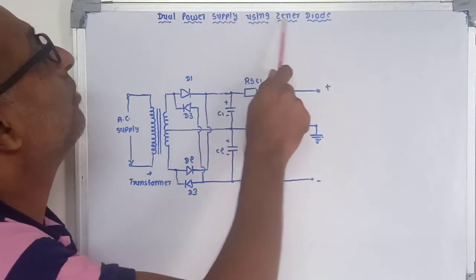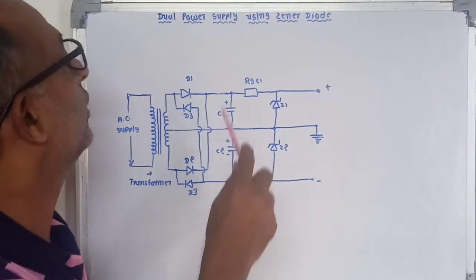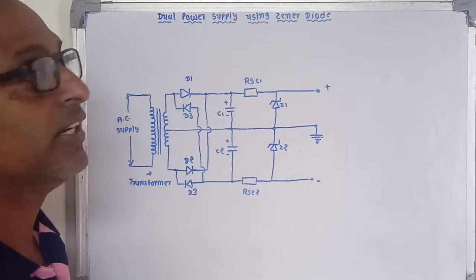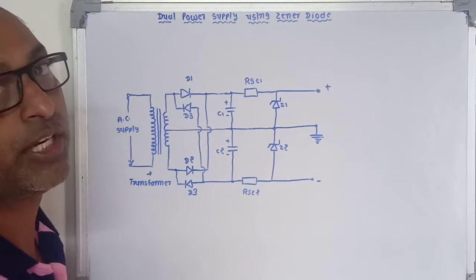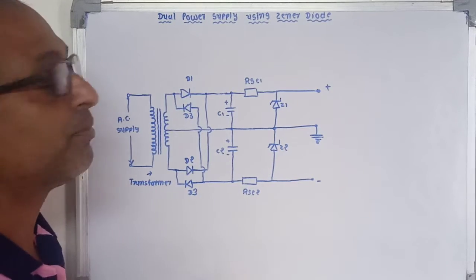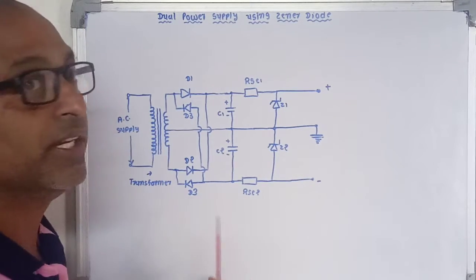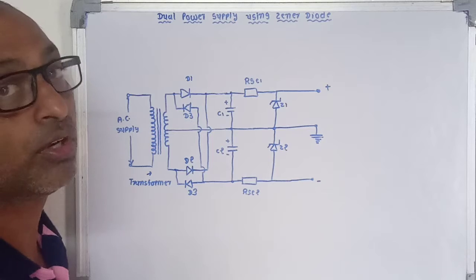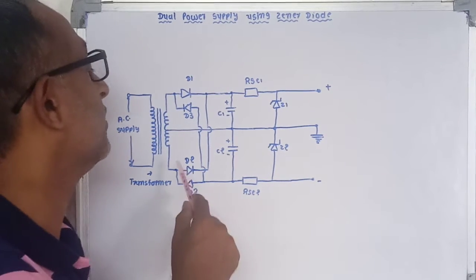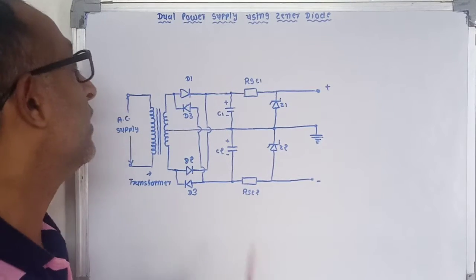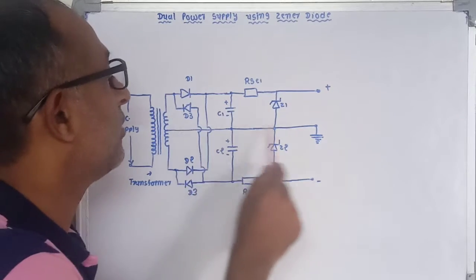Power supply using Zener diode. In this type of voltage regulator circuit, it provides dual power supply. That means one is positive and another is negative with respect to the ground terminal or the reference signal. Here a transformer is used to step up or step down the voltage as per our requirement. And one more important thing, a center tap is required in the secondary winding of the transformer, and this center terminal is grounded.